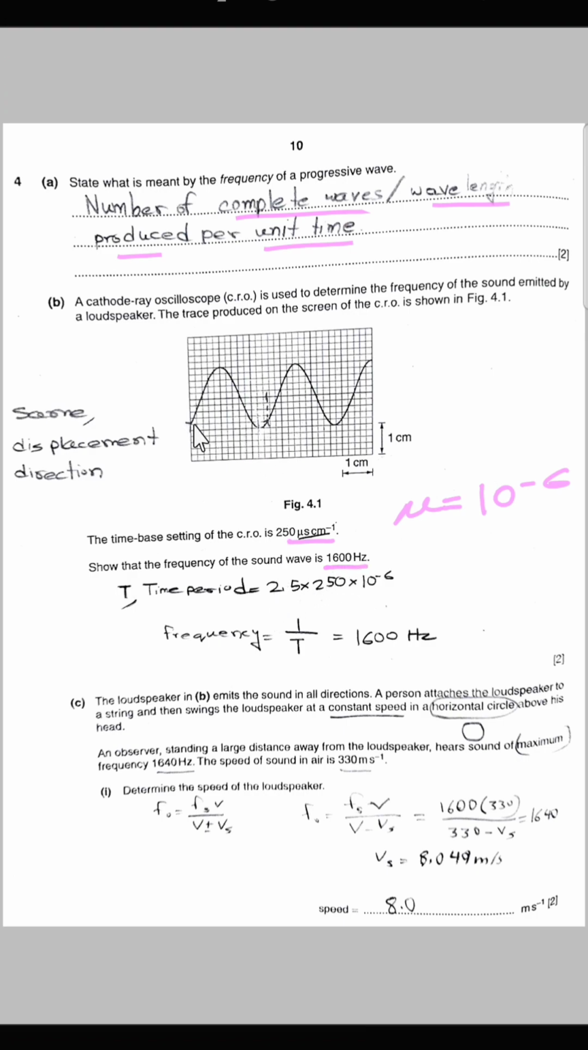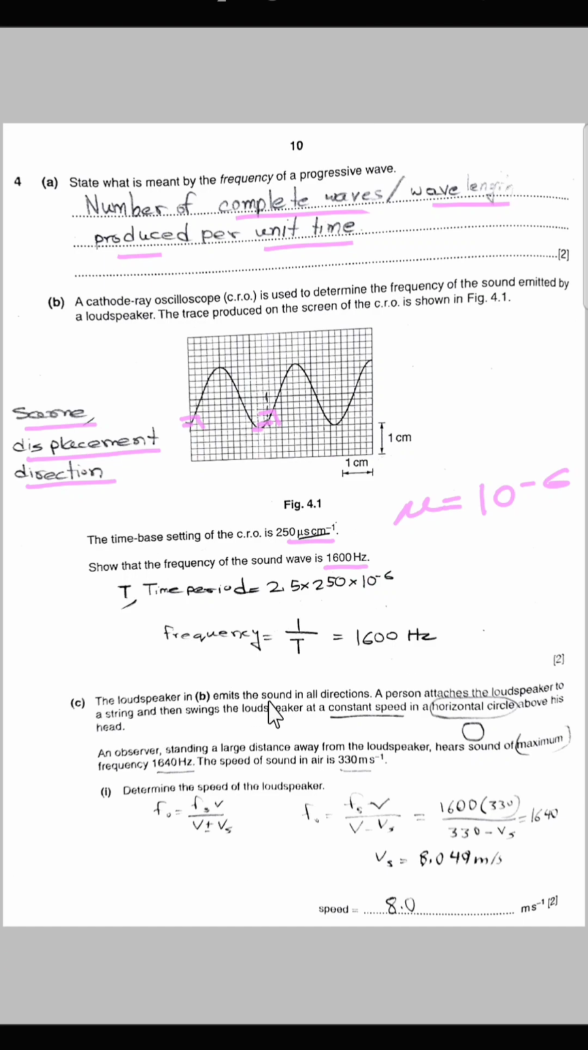For this wave, we first have to determine when a wavelength is completed. We can determine this using points that are in phase, that is, points that have the same displacement and the same direction of motion. This point and this point have the same displacement and the same direction of movement, that is upwards. The distance between these 2 points is 2.5 boxes, and one box is 250 microseconds. So 2.5 boxes is 2.5 times 250 times 10 to the power minus 6. Then frequency would be 1 by time period, that is 1600 Hz.